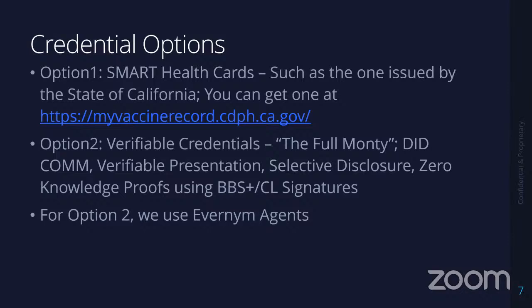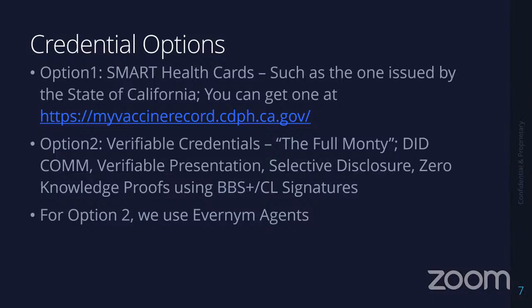If you have multiple credentials, you can take a few attributes from each of the credentials and present it. Selective disclosure, again, you can just minimize the amount of data that you present, even though the credential might have all this information. You can only present part of the credential.